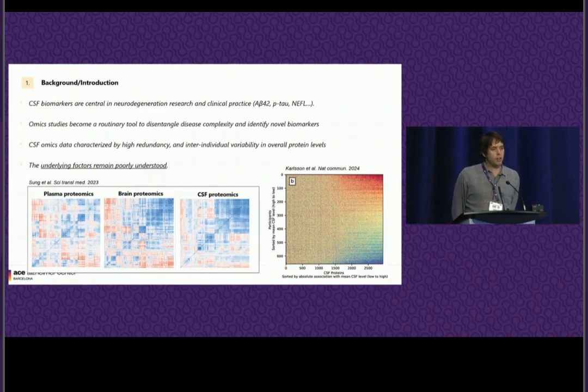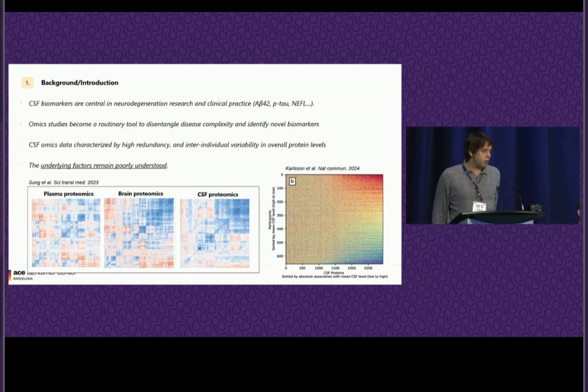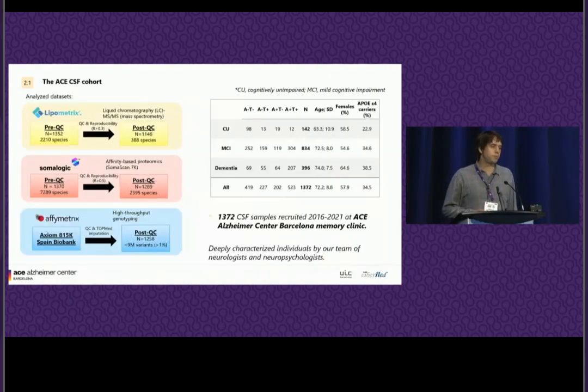So CSF biomarkers are central to neurodegeneration, and omics studies have become quite prominent to disentangle disease complexity and identify novel biomarkers. CSF omics data are characterized by high redundancy, forming large correlation clusters, and studies similar to ours have identified large amounts of inter-individual variability in their overall protein levels. However, the underlying factors driving this observation still remain poorly understood.